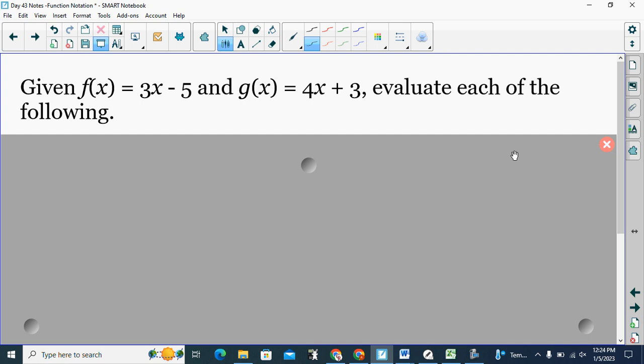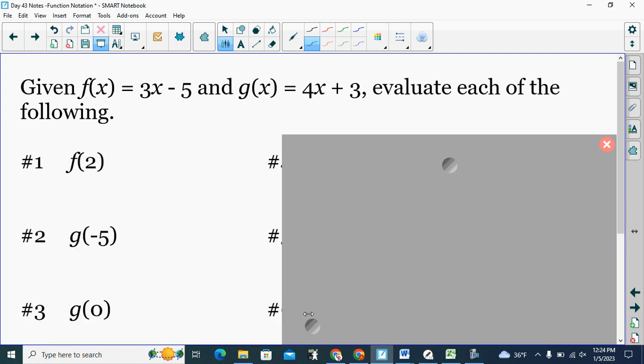So our first example says that we are given f of x is equal to 3x minus 5 and g of x is equal to 4x plus 3. We are asked to evaluate each of the following.